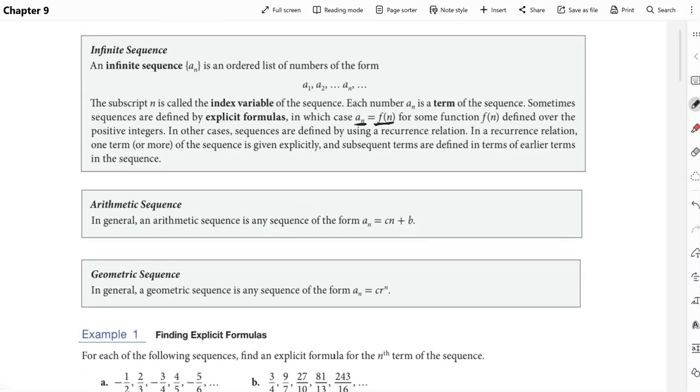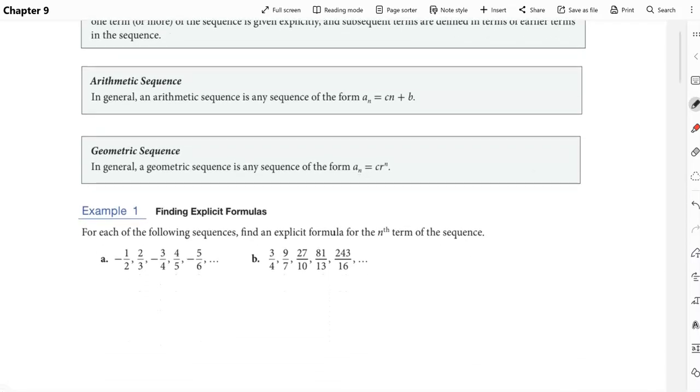When we talk about an arithmetic sequence, we're talking about a sequence where we're adding things constantly. Geometric sequences are a little bit different. We're thinking about raising something to a power here. So let's look at a few examples.